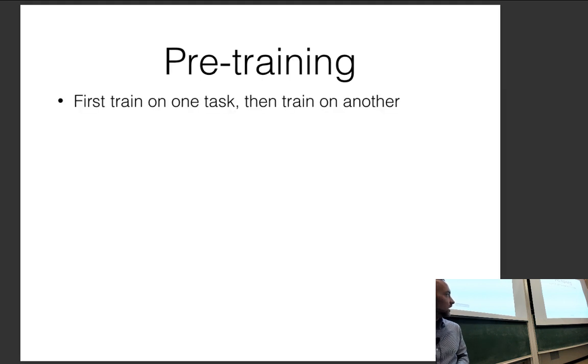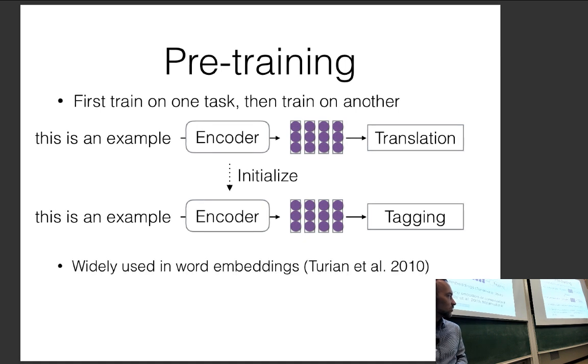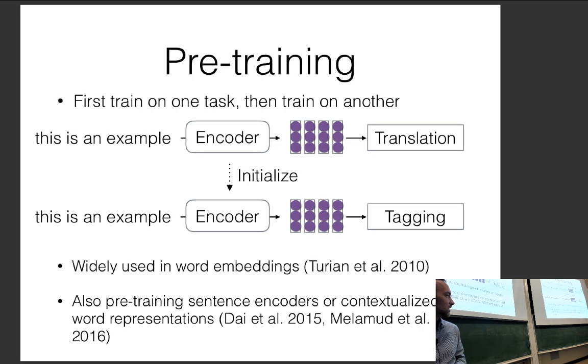Pre-training. So here you first train on one task and then train on another. So you train on translation or language modeling, and then you initialize the encoder to train on tagging. This is widely used in word embeddings, pre-training sentence encoders, or contextualized word embeddings. The reason why this is useful is that nowadays people pre-train these things on huge amounts of data.